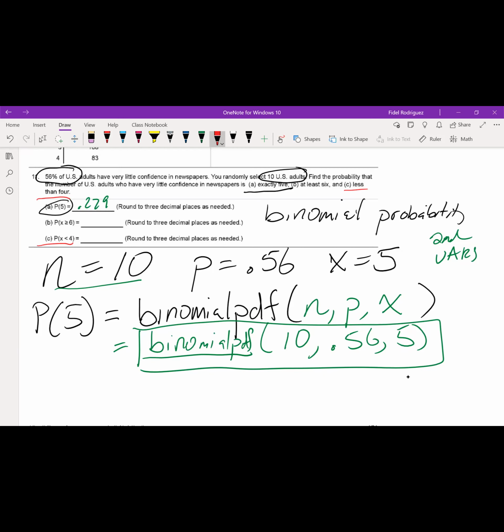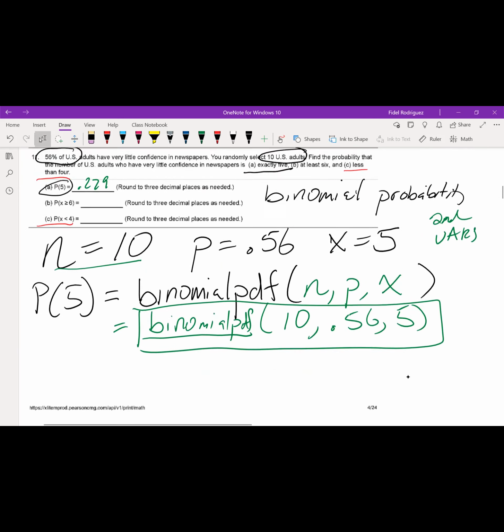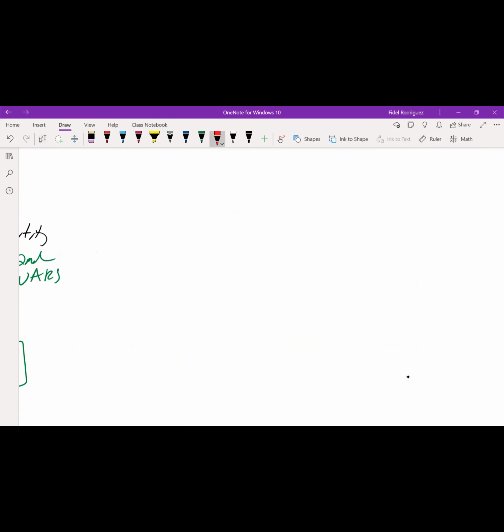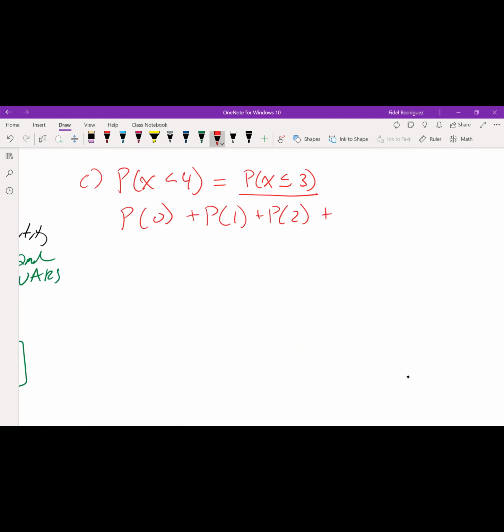I want you to think about what less than 4 means, okay? So I'm going to move this over to the side a little bit. Part C says the probability that it's less than 4. Less than 4 is the same thing as saying less than or equal to 3, and that means we want to find the probability of it being 0 or 1 or 2 or 3, okay?